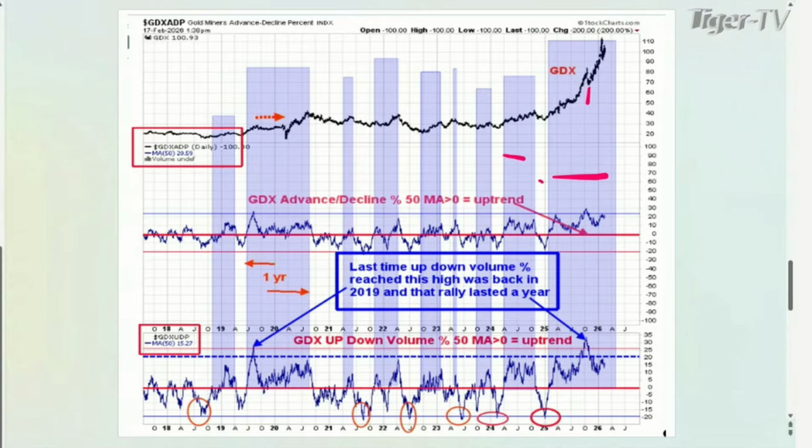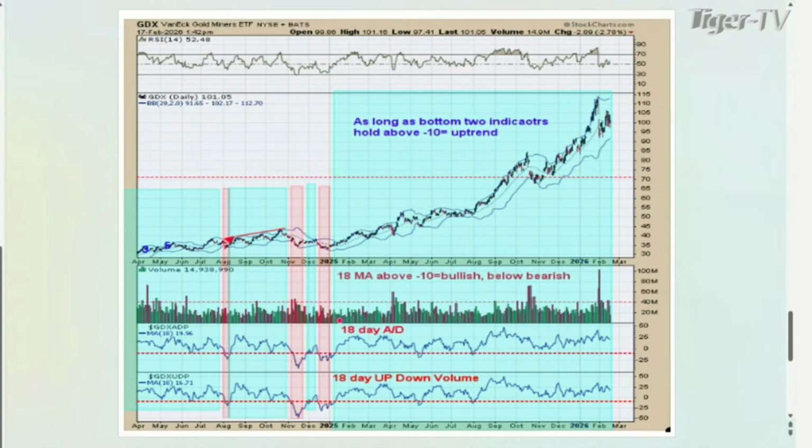So let's take a look at a smaller time frame. This is the 18-day average of the up-down volume and 18-day average of advance-decline. So this indicator is a little over 3 weeks, and it measures a smaller time frame. You get a few more signals. The pink area here is when both those indicators are below -10. Anything above -10 is bullish, and that's all the green areas here.